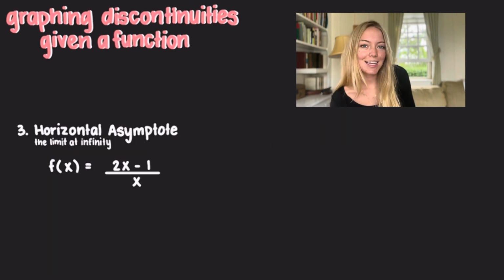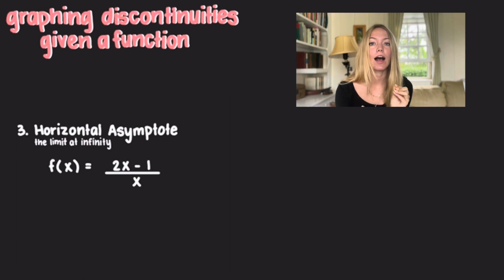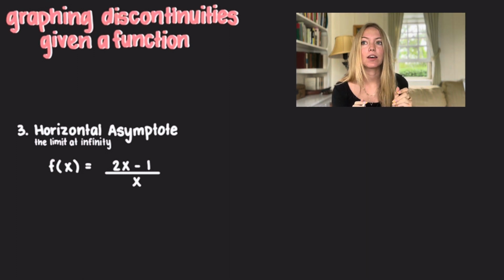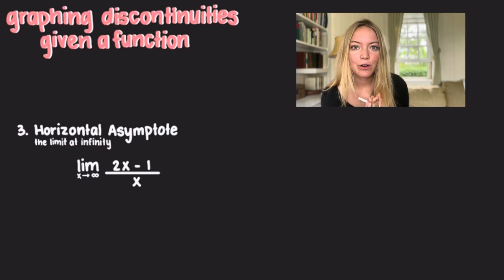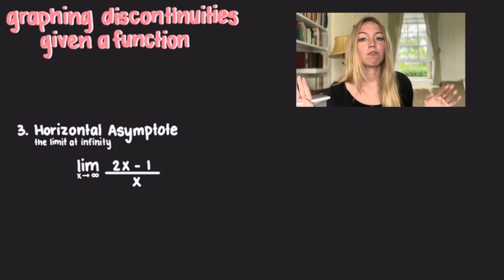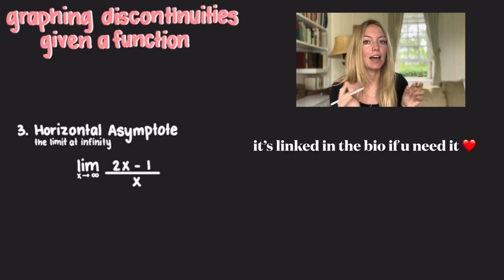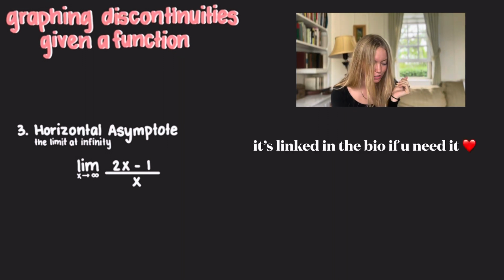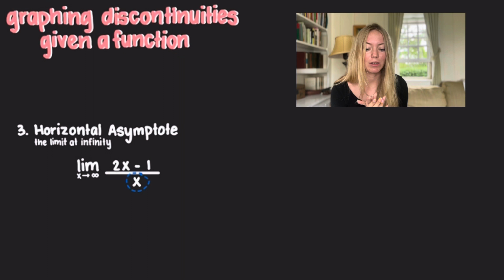Okay, cool. The next type of discontinuity is called a horizontal asymptote. A horizontal asymptote is what's going to happen at infinity. Wait, that did not make any sense. So to find where the horizontal asymptote is, you need to take the limit as x is approaching infinity. If you don't know how to do that, I also have a video about how to do that. And it's going to tell you the horizontal asymptote. So in this case, we're just going to look at 2x over x. The x's cancel out. Your answer is going to be 2.